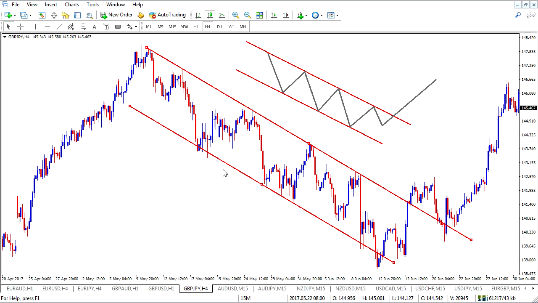Now there's ways to trade this. There's three different ways. What we're looking for are long trades as the price gets to the bottom of the channel. What we're looking for are short trades as the price gets to the top of the channel. And we're also looking for a potential long trade when price breaks out of the channel and moves upwards.